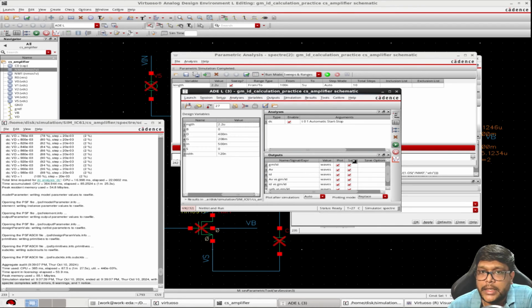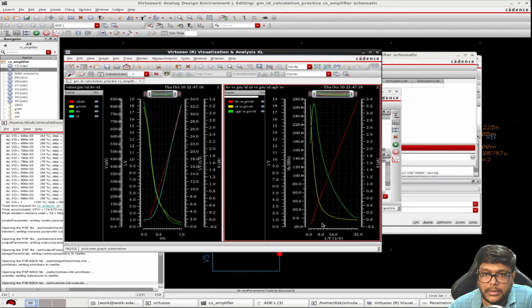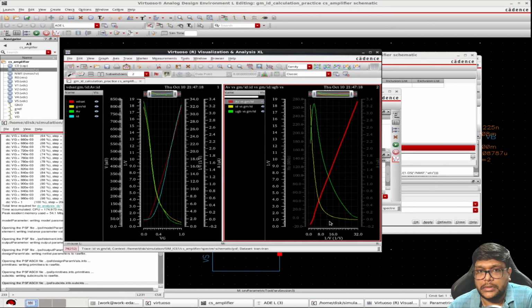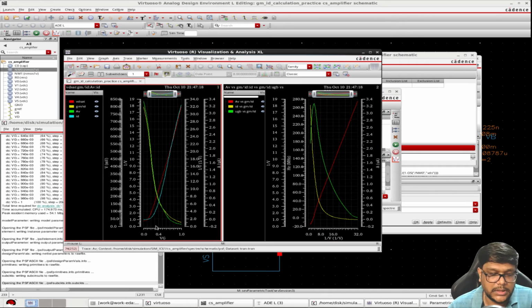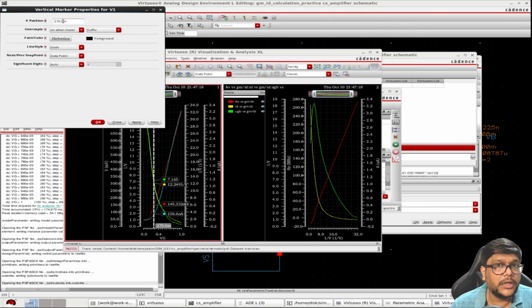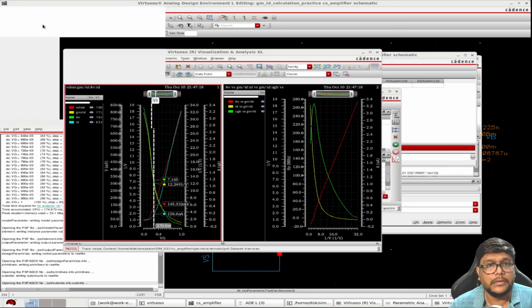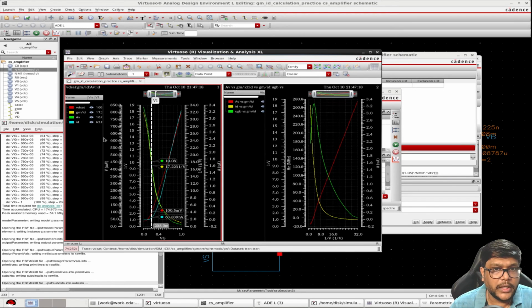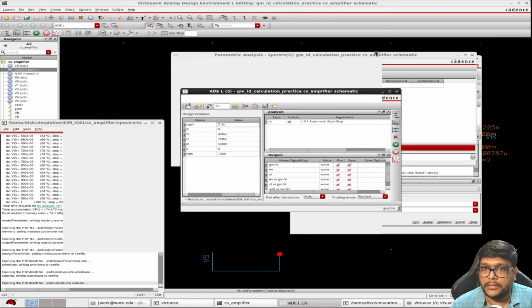Let's run again and see if our AV is meeting that. This is our AV. Let me first check VG 208 millivolt. For 208 millivolt, our AV is 10.08 and our GM by ID is 17.223. So it is okay till now, and our VD sat is 100.5 millivolt, which is well below the 400 millivolt we have taken.